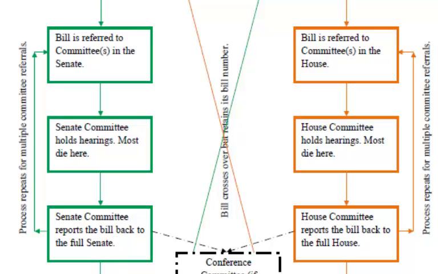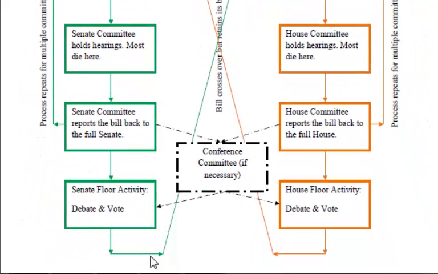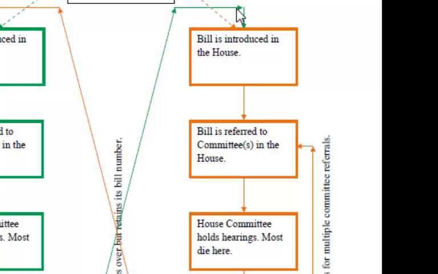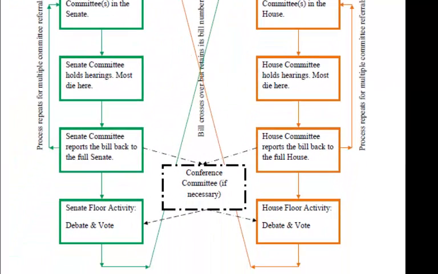But if it makes it out, it is debated on and voted in that chamber, and then it is sent to the other chamber. It retains its number, including the prefix, the S or the HR. But it's introduced again, it's referred to committees in the other chamber, and the committee will hold hearings. It could die here. There could be more committees, but if it makes it out, it will be voted on the floor.